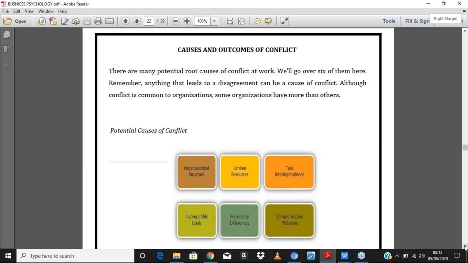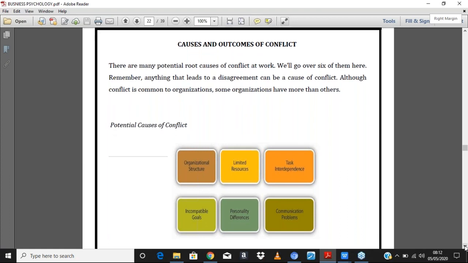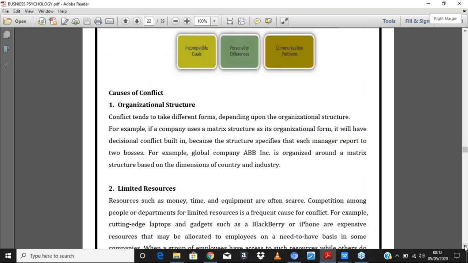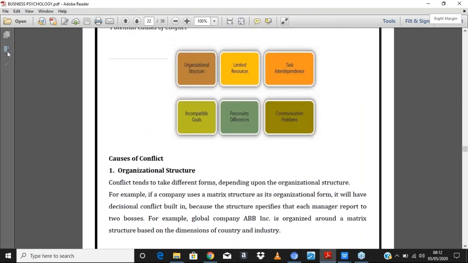Now, what are the causes and outcomes of conflict? There are many potential causes of conflict in the workplace. So there are 6 of them majorly, of course, not limited, but 6 things that can give birth to conflict. You can see from the screen, the slide there that is showing us the 6 causes of conflict. Okay, so we have organizational structure, limited resources, task interdependence, incompatible goals, personal differences, and we also have what we call communication problems.